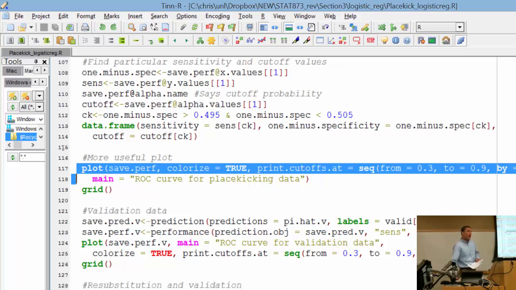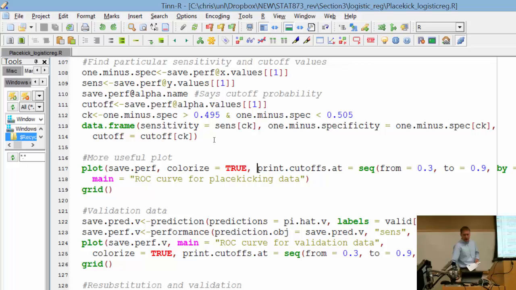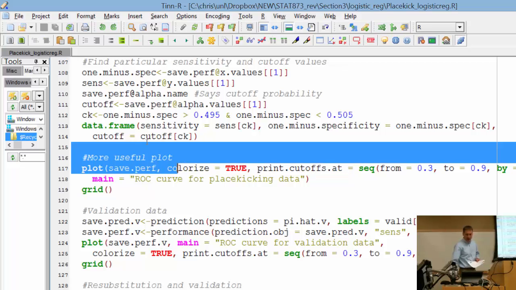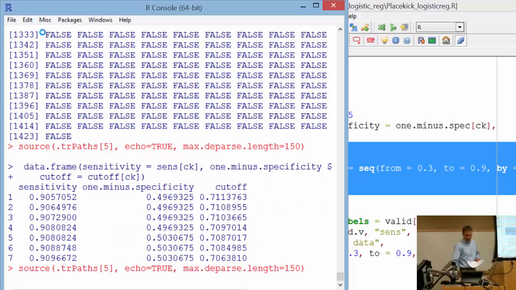When I implement the plot function, just like earlier, I can add two additional arguments. First, there's an argument called print.cutoffs.at, where I can put on the plot where the cutoff probabilities would be on that curve. I'm going to take a sequence of numbers from 0.3 to 0.95, by 0.1. And I'm also going to add some color to the plot as well.